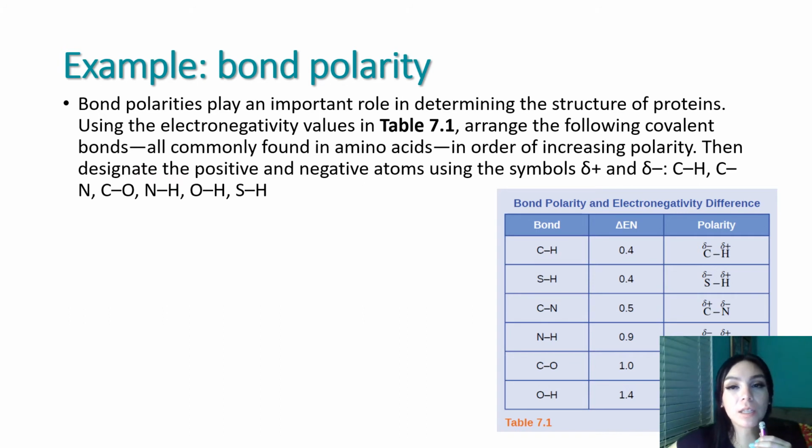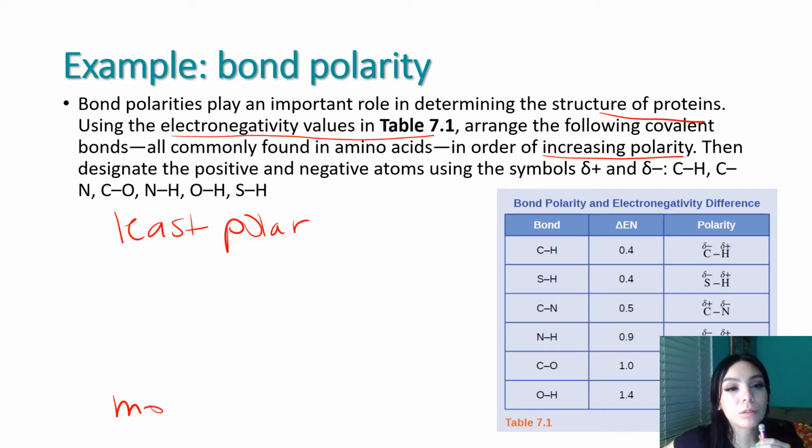So let's practice looking at these different electronegativity differences for certain types of bonds. So here we have bond polarities in the structure of protein. Using these values given in this table, arrange the following covalent bonds, which are found in amino acids, in order of increasing polarity. So from least polar to most. So let's just go ahead and order those. So we have C-H, C-N, C-O, N-H, O-H, and S-H. So here we see that we have C-H and S-H, and they both have a difference of 0.4.